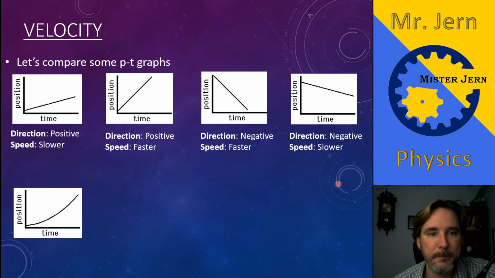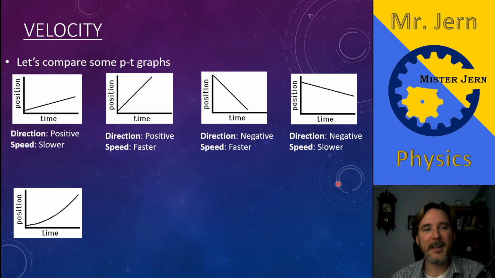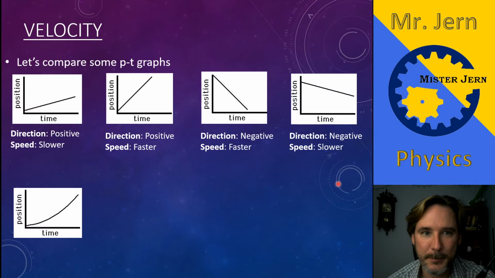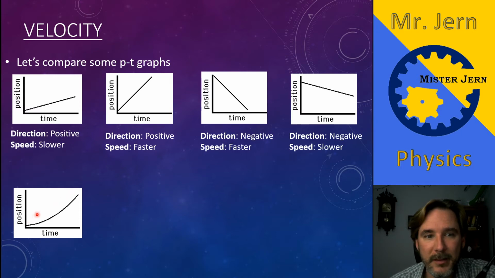So then there's this one. That's different. What's going on here? Well, you still try to answer the same questions. What's the direction and what's going on with the speed? Okay, the direction is pretty straightforward. It's still pointing upward, but the speed thing might be a little bit more difficult, or at least it's not as apparent as these other ones.